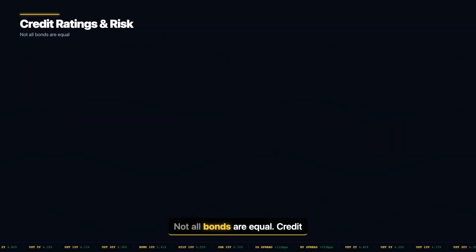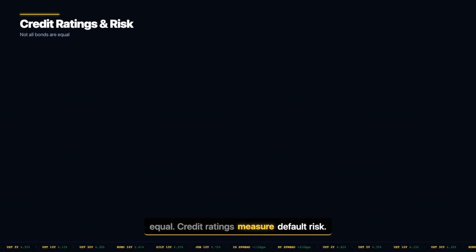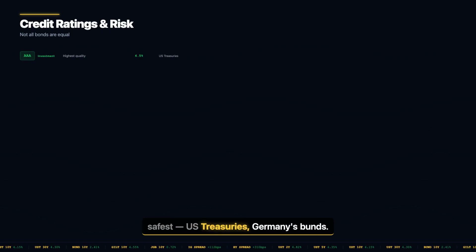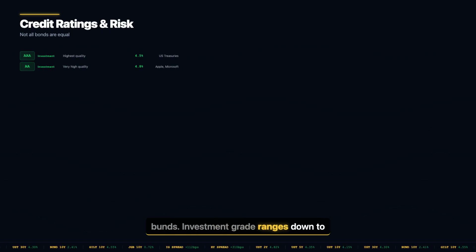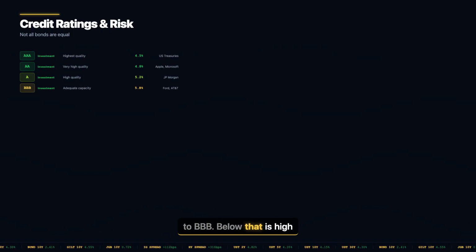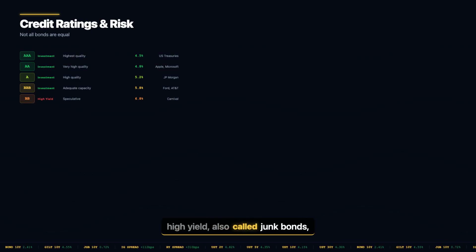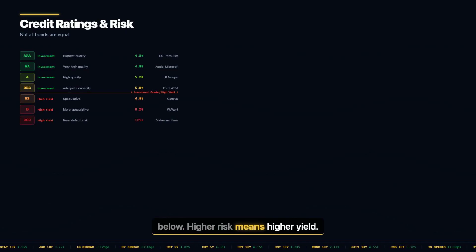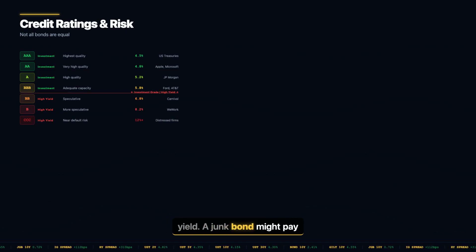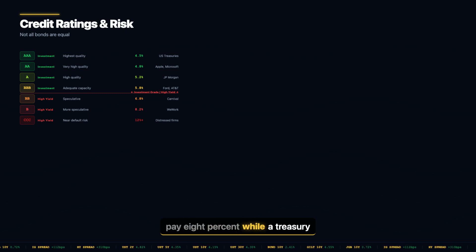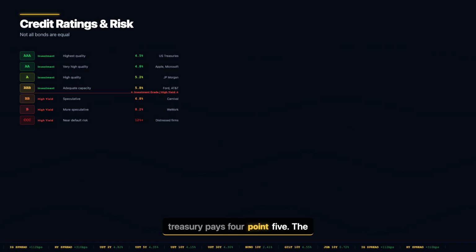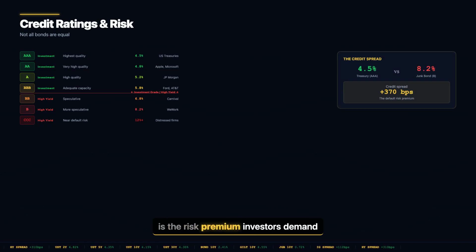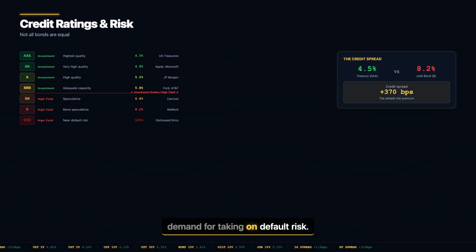Not all bonds are equal. Credit ratings measure default risk. AAA is the safest. US Treasuries, Germany's bonds. Investment grade ranges down to BBB. Below that is high yield, also called junk bonds. Rated BB and below. Higher risk means higher yield. A junk bond might pay 8% while a treasury pays 4.5%. The spread between them is the risk premium investors demand for taking on default risk.